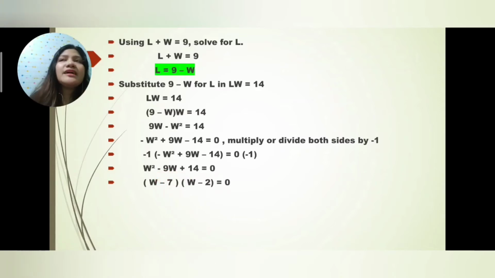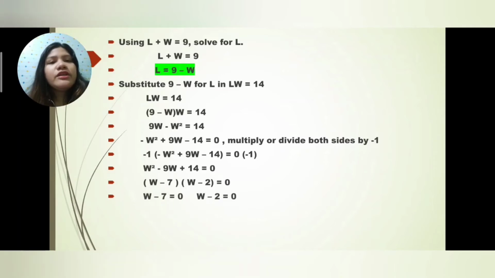Then we will use na the zero product property. So W minus 7 is equal to 0 and W minus 2 is equal to 0. So W, remain lang yung W sa left side, is equal to transpose negative 7 to the right side. So from negative, magiging positive. Then, W minus 2 is equal to 0. So W remain lang sa left side. Then transpose negative 2 to the right side. So from negative, magiging positive 2 na siya.